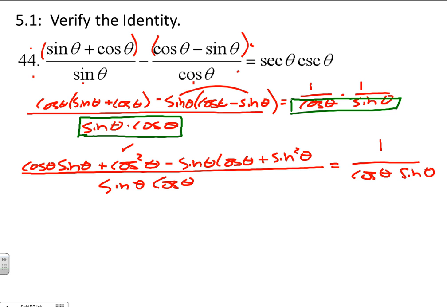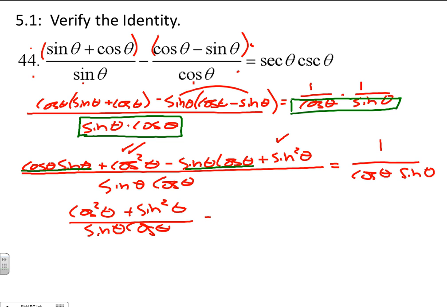Boy, it's tempting to do it in one step. I would recommend not to. Here we have cosine sine minus sine cosine, so that is 0. So I can get to cosine squared of theta plus sine squared of theta, all on sine of theta cosine of theta equals 1 on cosine of theta sine of theta.